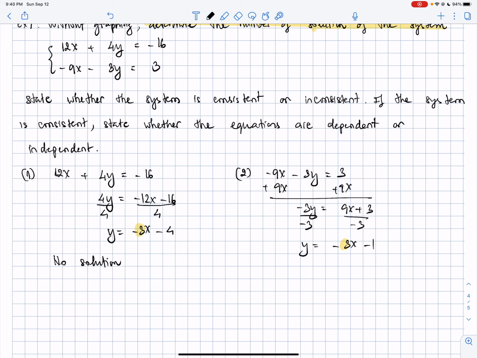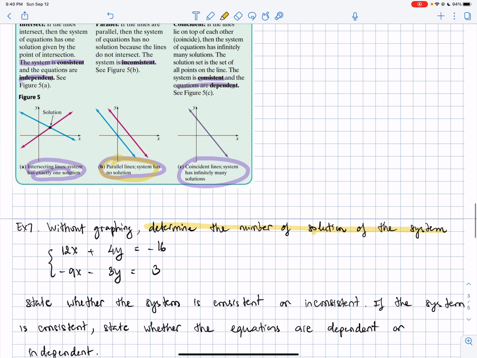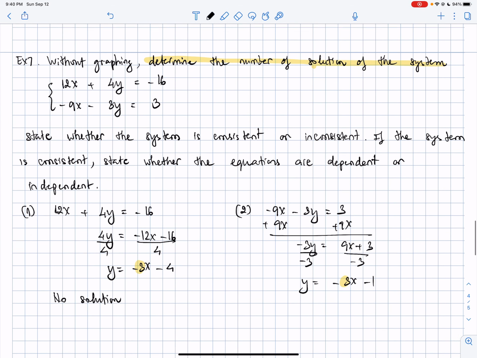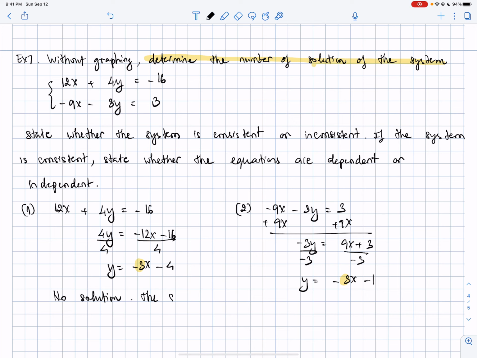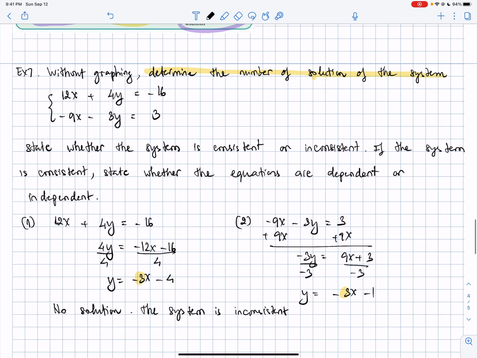Okay, and then the problem also says to state whether the system is consistent or inconsistent. So we go to the parallel case. The system is inconsistent. And if the system is consistent, state whether the equations are dependent or independent, but here we have the inconsistent case. If we have the consistent case, we have to state whether it is dependent or independent.